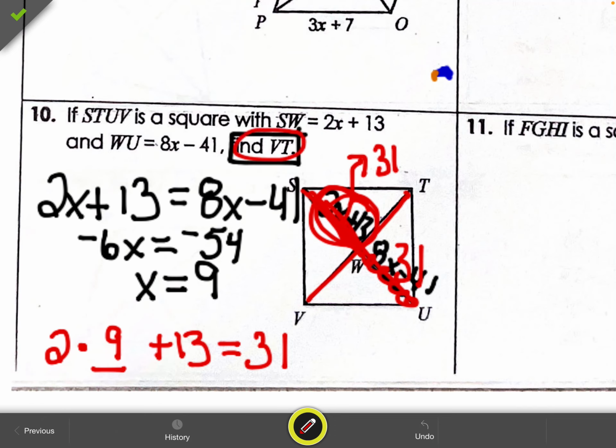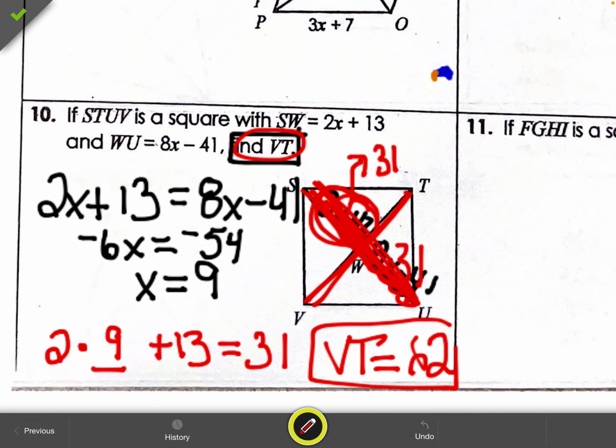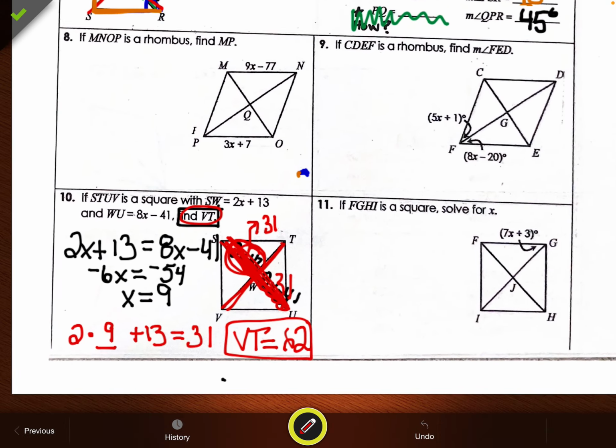But they want VT, which is this whole diagonal. What do we know about the diagonals of a square? They're congruent. So if we know this one, what would SU be? Yeah, 31 plus 31. So VT would also be 31 plus 31, which would be 62. You just got to read and take your time.